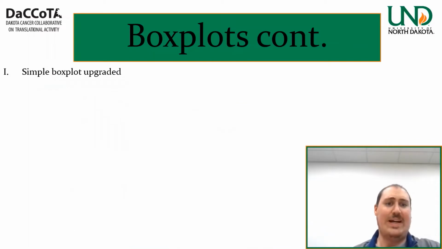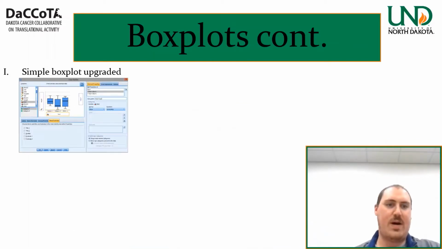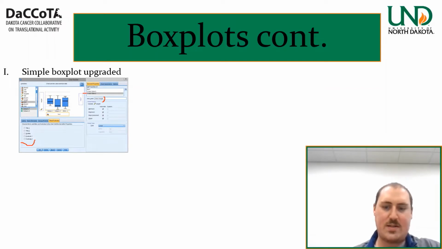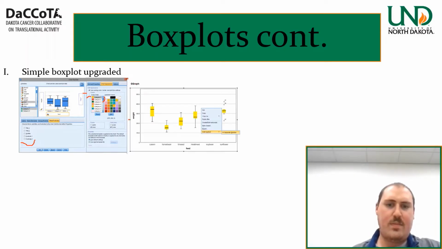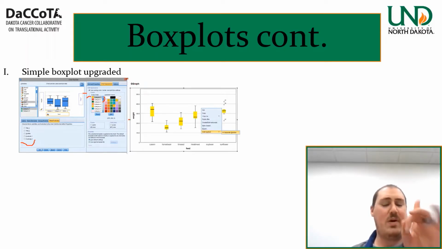So to upgrade our simple box plot, we can do the sorts of things we've already shown how to do, like taking out titles, changing the label of the x-axis. We can also do that for the y-axis. And then, of course, changing our colors. And then we get that here. But we're not done yet.